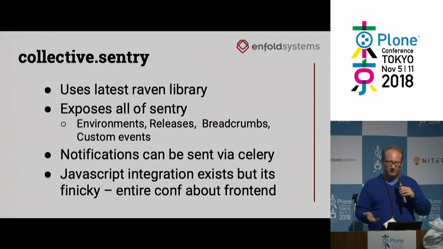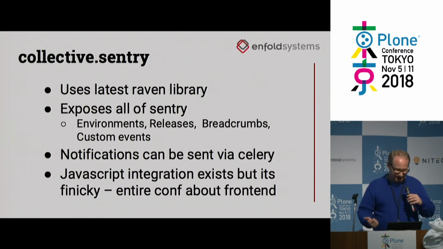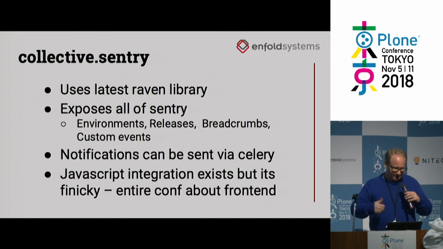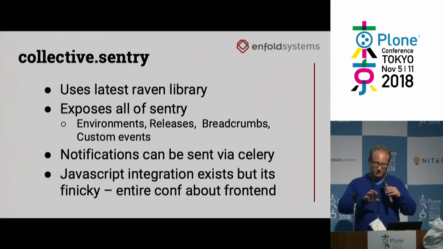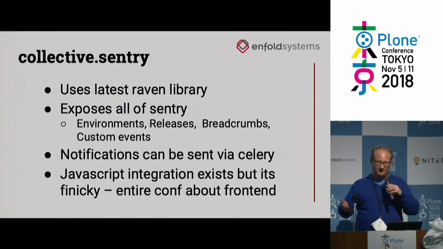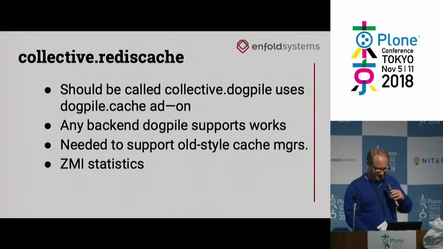Sentry, I don't know how anyone's using it here. We had a package, something like info.getSentry. We've updated it to use the latest Raven and expose all of the different Sentry attributes. Notifications can now be sent via Celery, and there's some JavaScript integration that actually works, but it's really finicky, and that's probably the reason why most of this conference is talking around JavaScript, because it's finicky.